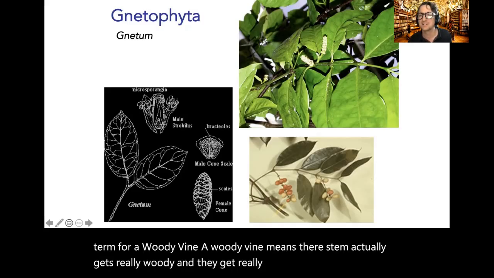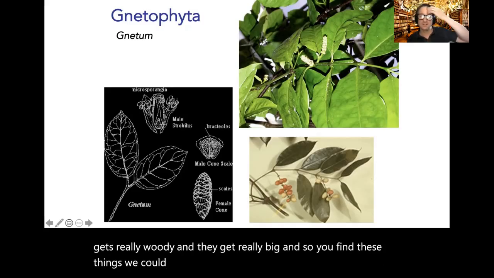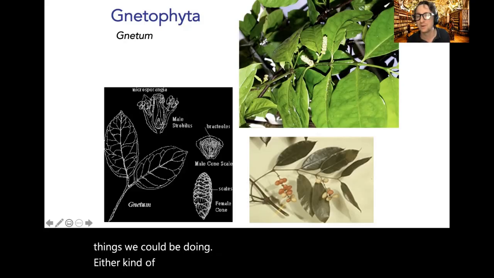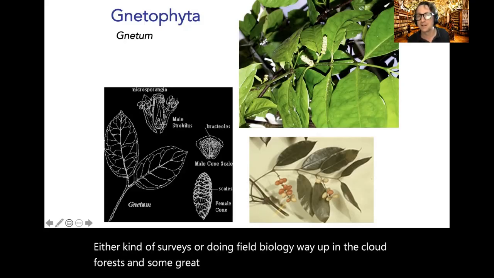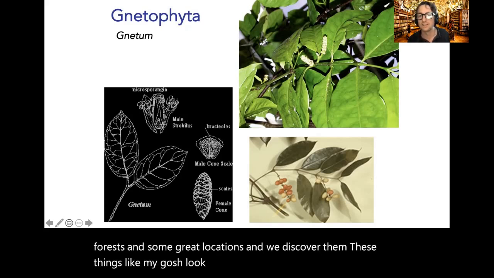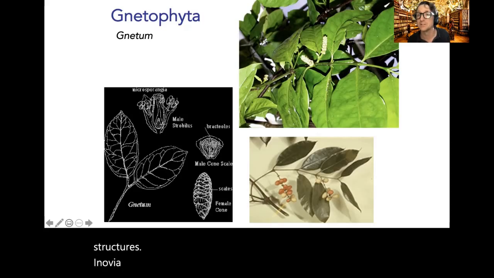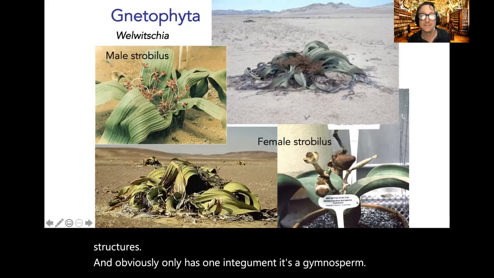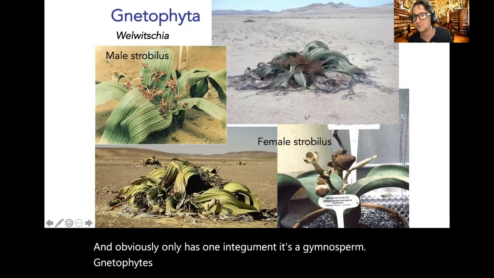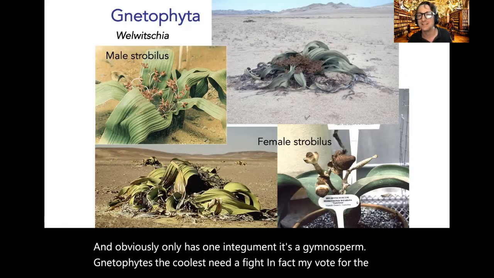And so you find these things when we're doing surveys or field biology way up in the cloud forests in some great locations. We discover these things and we're like, oh my gosh, it looks like a great angiosperm broadleaf plant. But actually, if you look for the reproductive structures, there are these cone-like structures. And the ovule only has one integument. It's a gymnosperm.